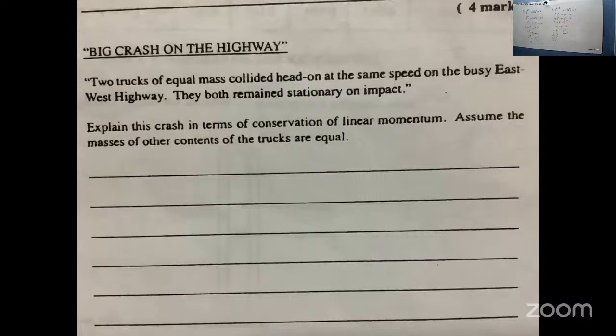All right, so let's check this out here. So you have two trucks. The diagram does be perfect. So you have two trucks, both with the same mass, going with the same speed in opposite directions. Same mass, same speed, opposite directions. And they said that they both remain stationary on impact.